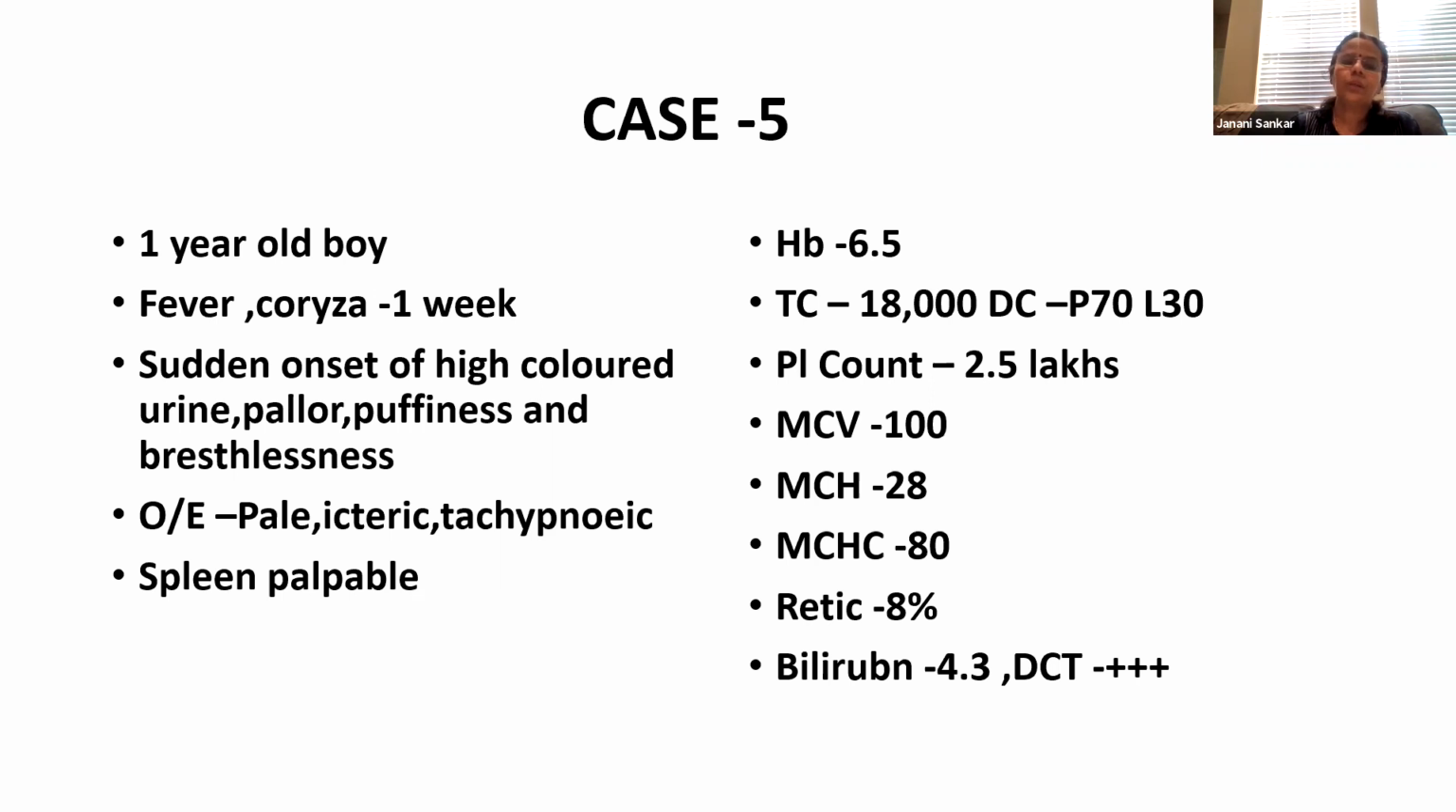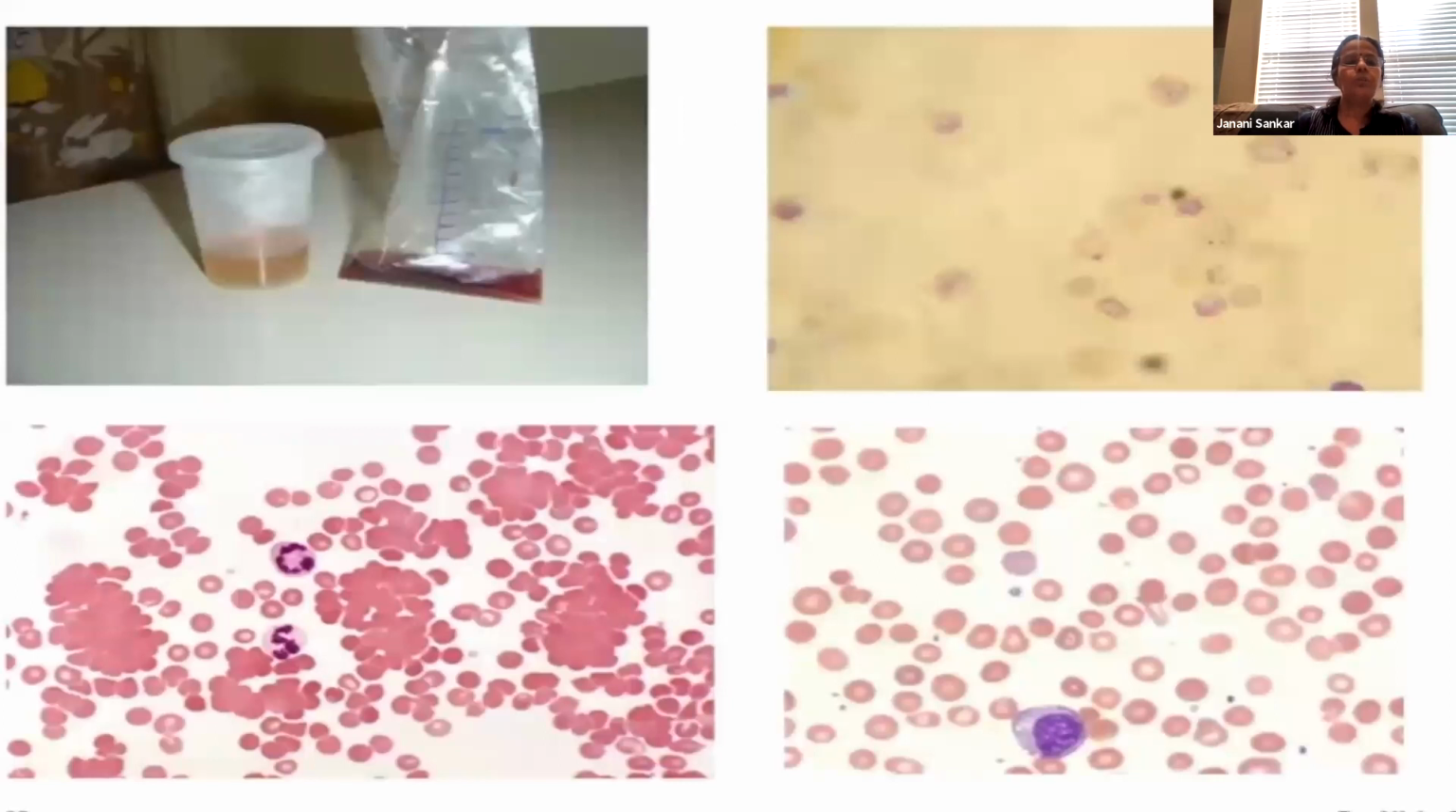The emergency room PG was a very smart PG. As soon as he looked at a high MCV with a hemoglobin of 6.5 and a retic of 8%, immediately he thought of hemolytic anemia. He ordered a DCT and he called me with all the reports. So this is the advantage of having really good postgraduates in the emergency room. Your job is made very simple. So this is the picture. He also took a picture of the high colored urine and sent it, and you can see this is the aggregated.